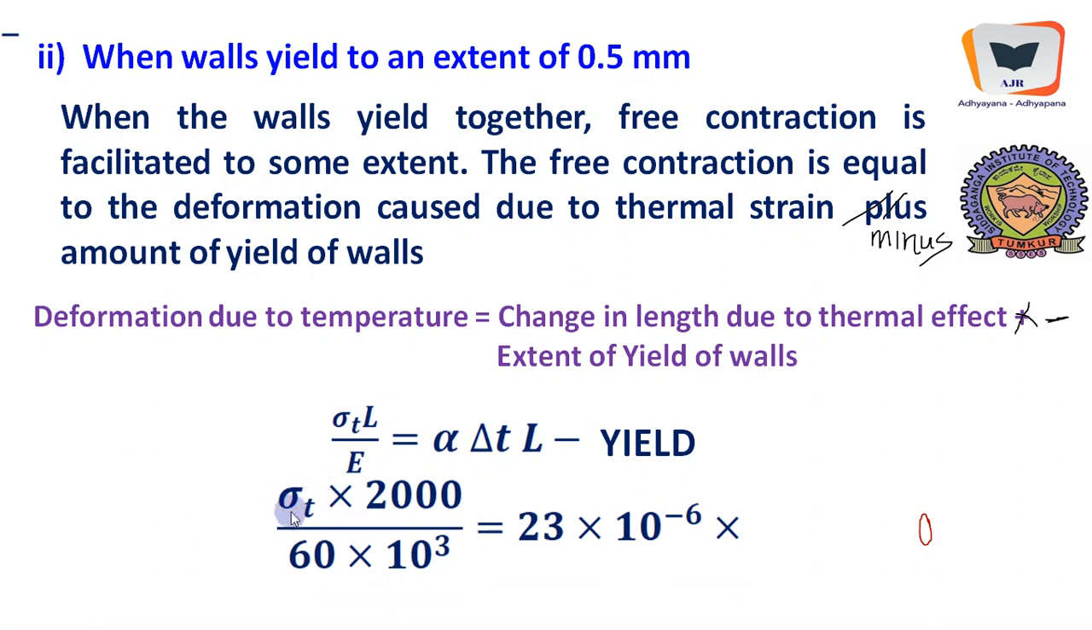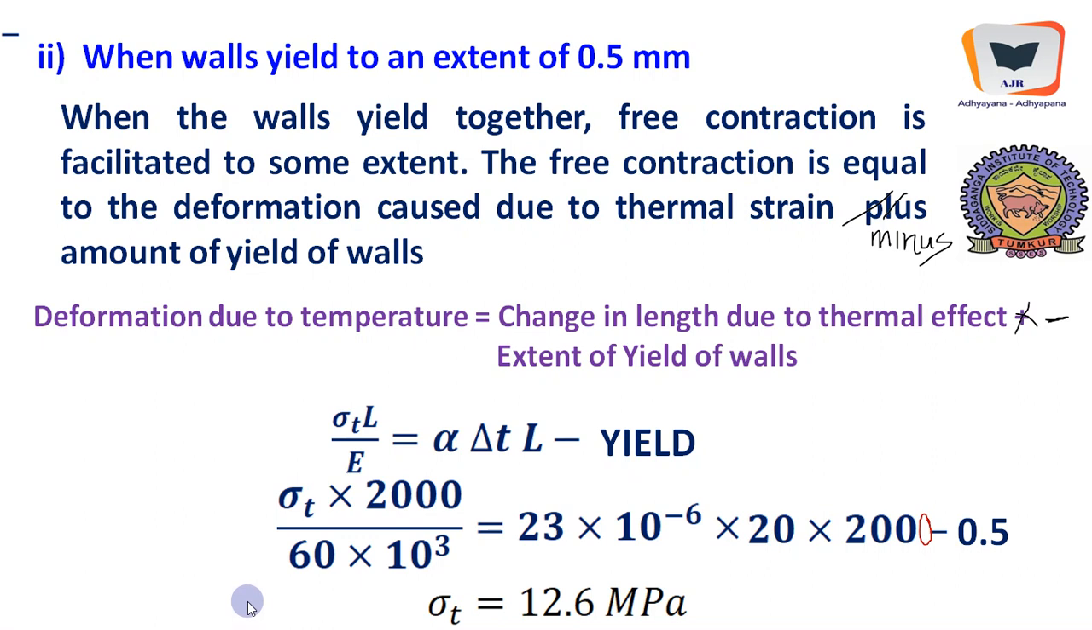And we will substitute this. Sigma T into 2000, length is 2 meters, therefore it becomes 2000 millimeter, divided by E, which is 60 into 10 to the power of 3, equal to 23 into 10 to the power of minus 6, the value of alpha, into delta T which is 20, and the length 2000 millimeters, minus 0.5. It will give us sigma T equal to 12.6. So this compares with the previous value, which happened to be 27 point something, and almost half the value has been reduced because we have made a provision for the free contraction to an extent of 0.5 millimeter.